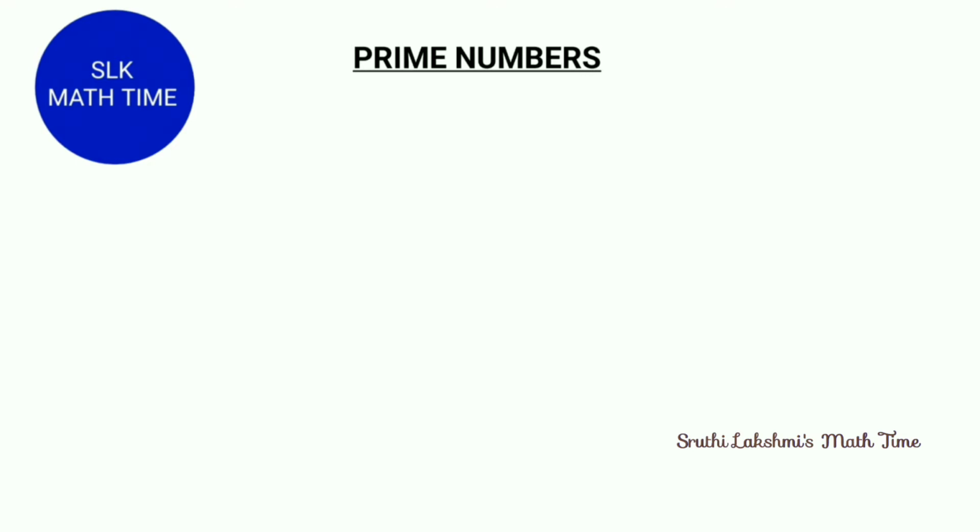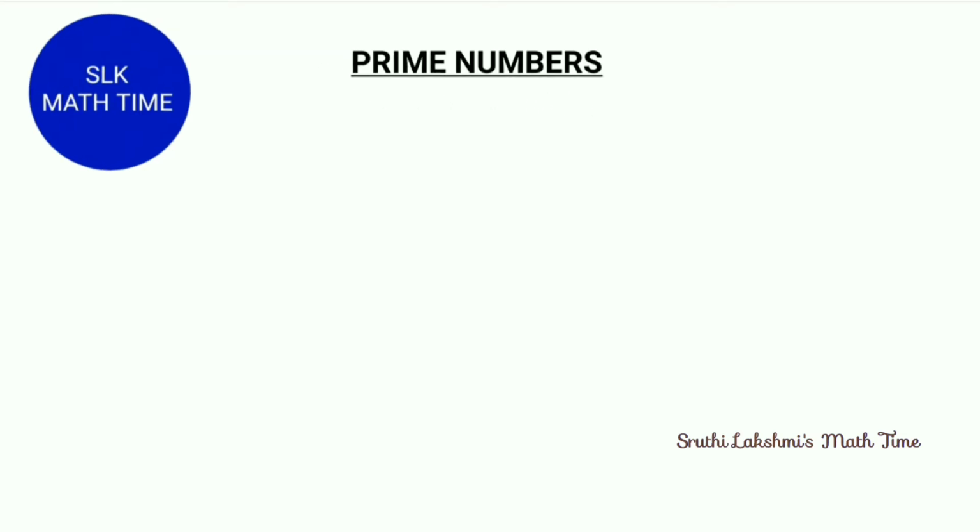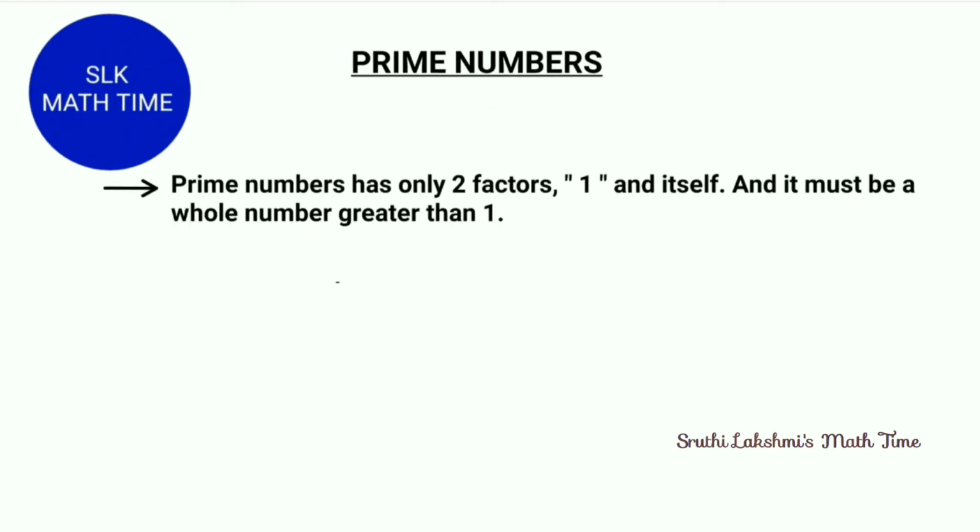Today we're going to see prime numbers. So, what are prime numbers? A prime number has only two factors, which are 1 and itself. And all prime numbers must be a whole number that is greater than 1.